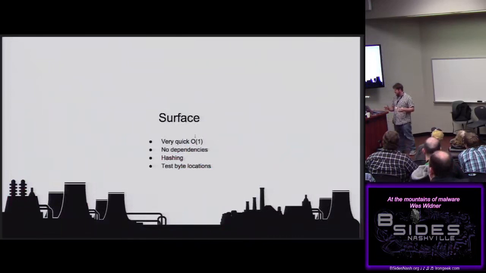So, surface analysis: very quick, byte locations, MIME types, hashing. There should be no dependencies in the surface analysis. The idea here is as you flow through the pipeline, you want to cut out as much fat as possible. So, if you're not interested in PDFs, or if you're not interested in PE32s, chuck those out in the beginning.